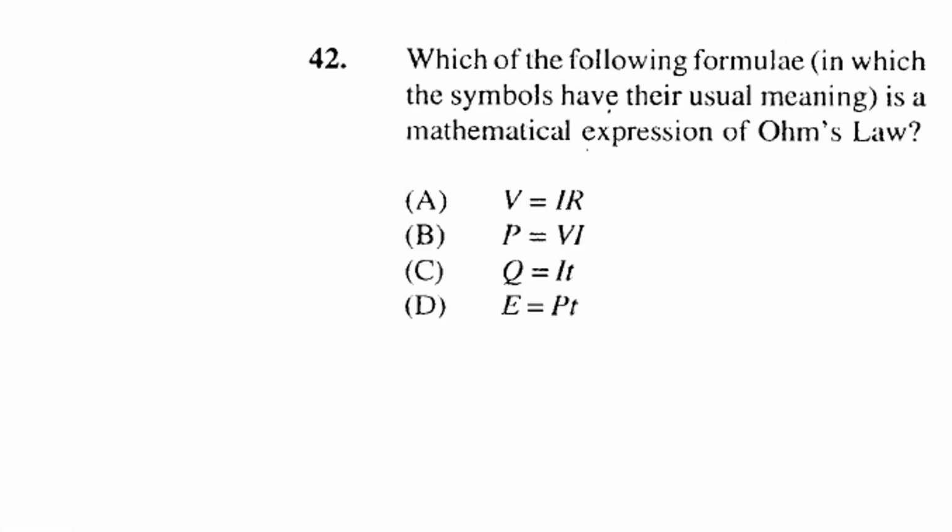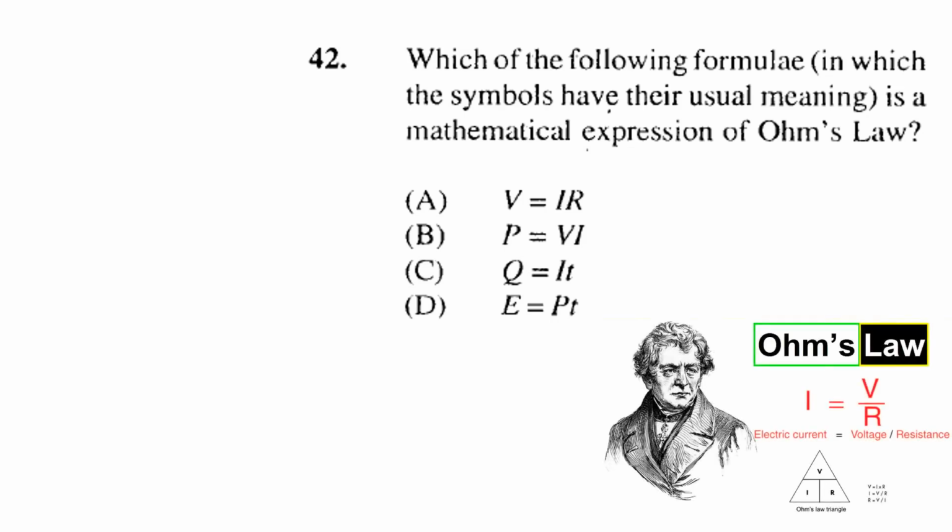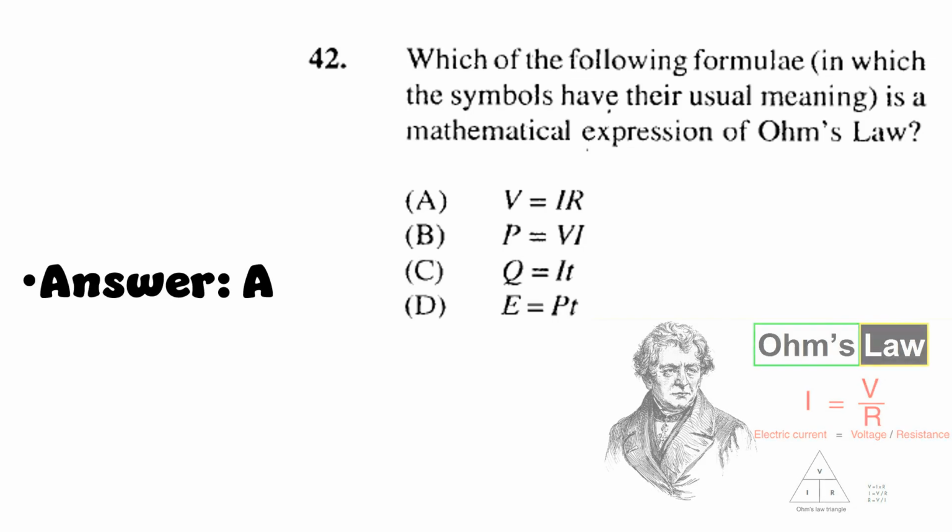Number 42. Which of the following formulae in which the symbols have their usual meaning is a mathematical expression of Ohm's law? Well, Ohm's law relates voltage, resistance, and current. So that is option A, V equals IR.